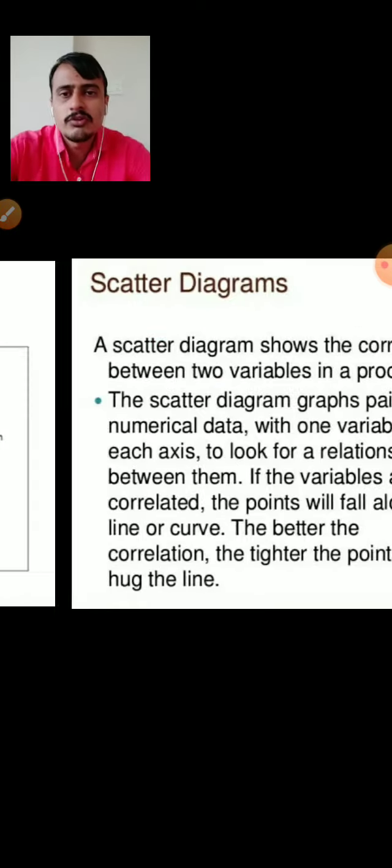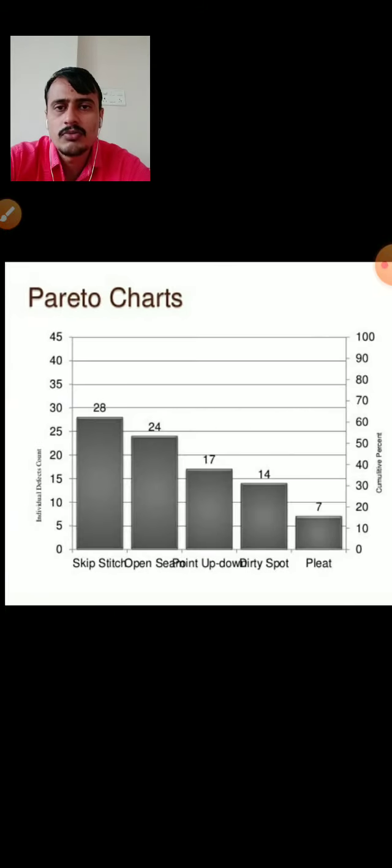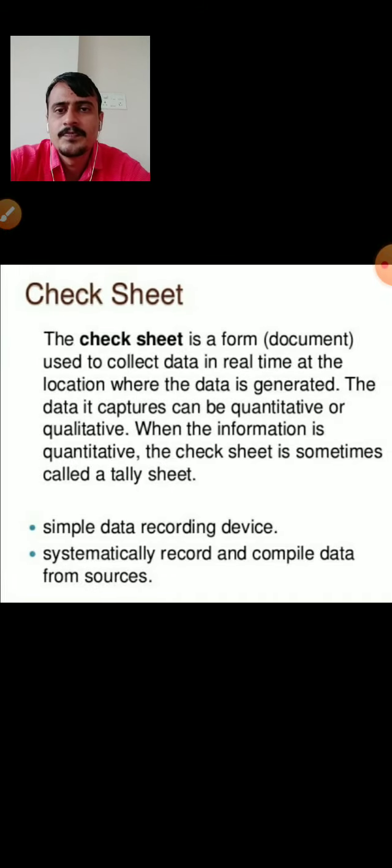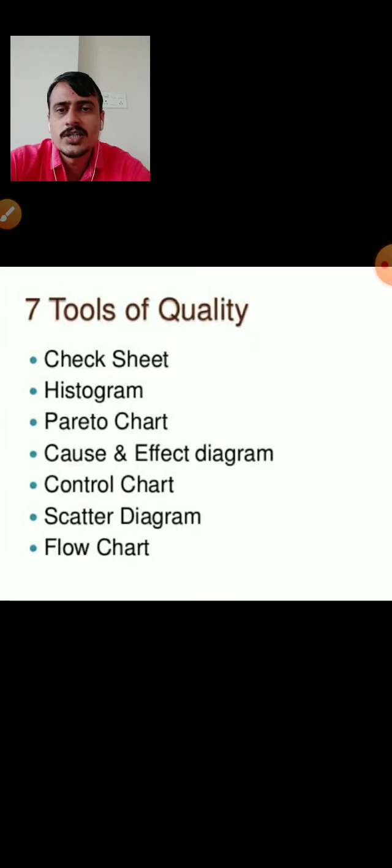Then today we have seen the 7 QC tools of quality: check sheet, histogram, Pareto chart, cause and effect diagram, control chart, scatter diagram and flow chart.